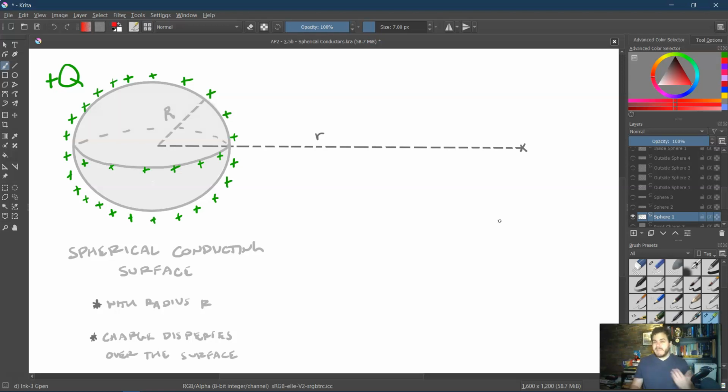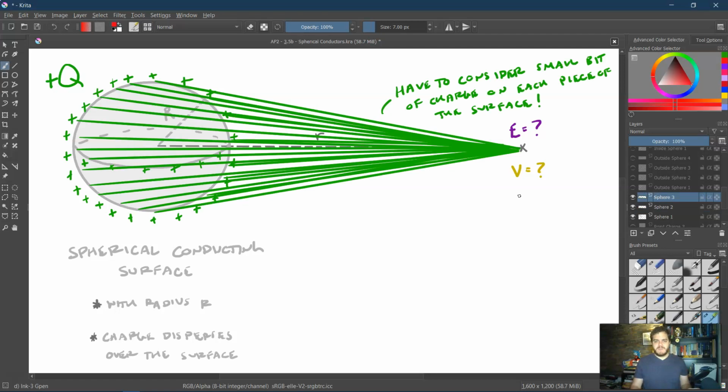Now, if I want to calculate the electric field or the electric potential from this spherical conductor, well, how can I go about doing that? Because these charges are distributed all over its surface. So if we think about it, if I use the equations I already know, well then I would have to say, okay, from every single charge, what is the electric field from every single charge?